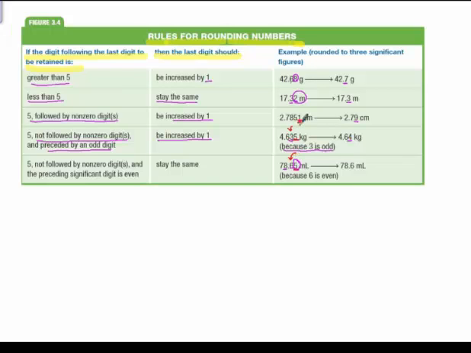But if it is followed by another digit, then we see if the digit that follows it is a non-zero number, then we only look at this number. If it is 5 and above, then we'll increase by 1. If it is 5 not followed by a non-zero digit and preceded by an odd digit, then it will increase. If it is preceded by an even digit, it will remain the same.